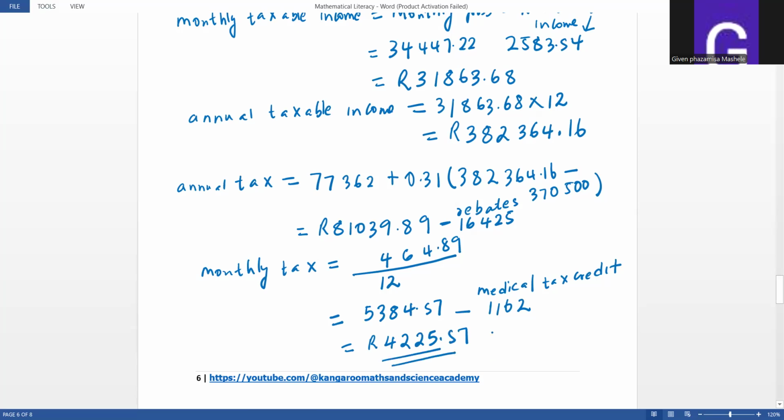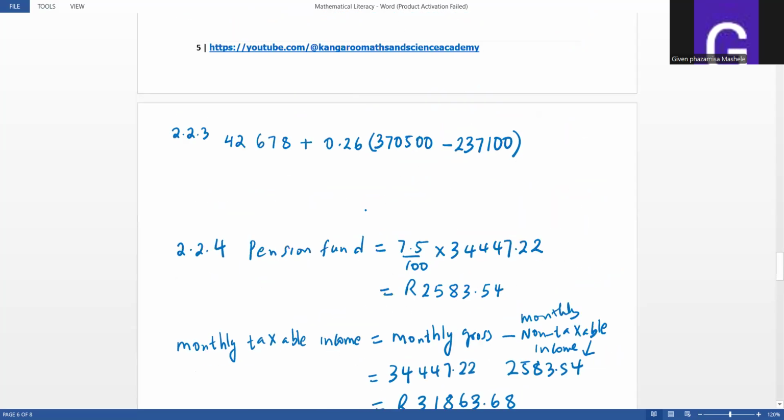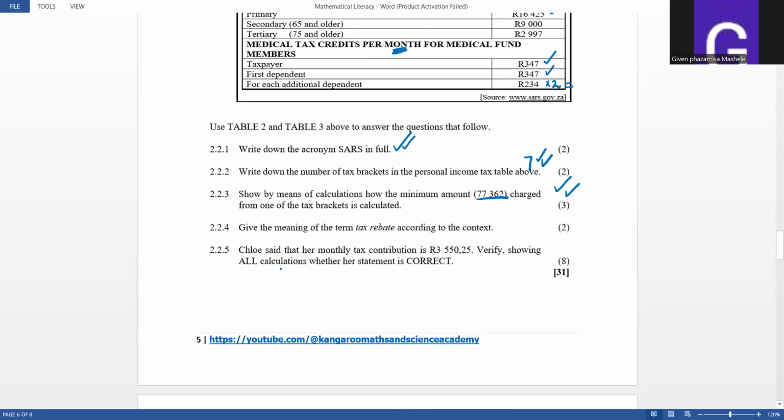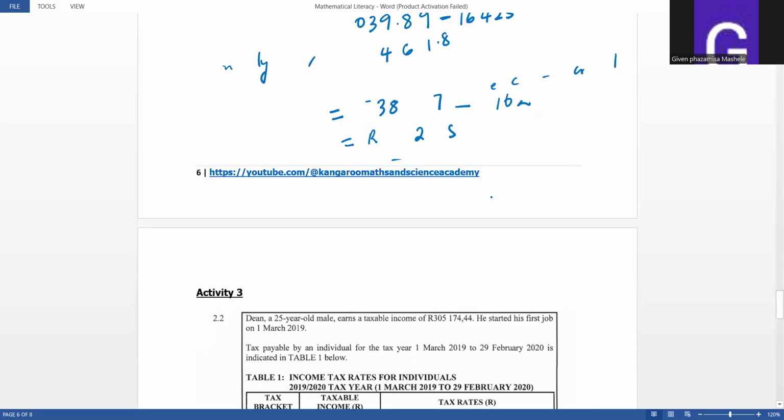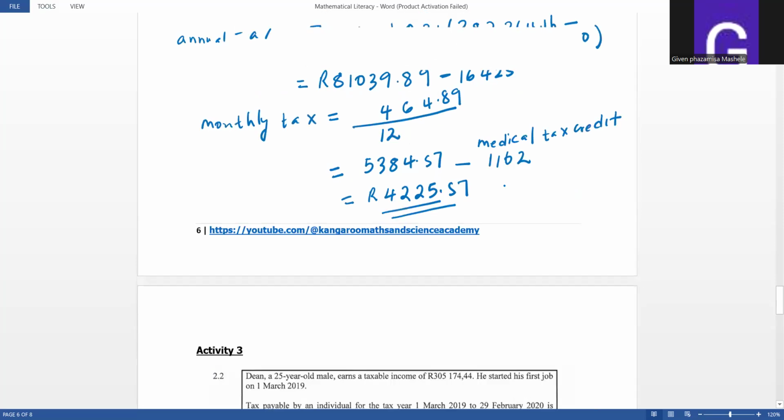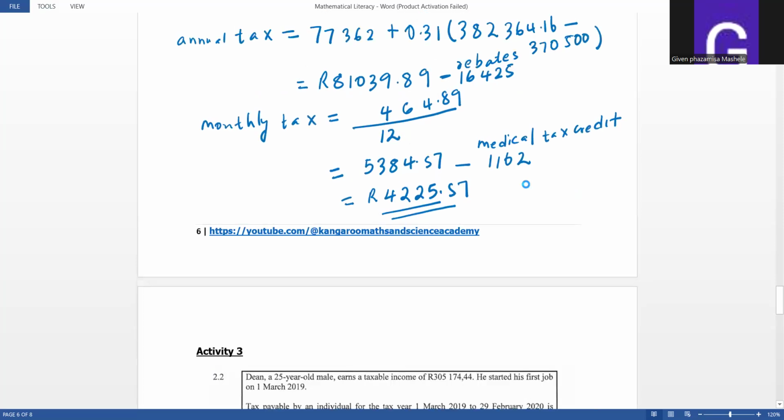So it means, according to the calculation, the calculations are incorrect. Verify, showing all calculations, whether the statement is correct or not. The statement is incorrect. The monthly tax is 4,225 rand and 57 cent.